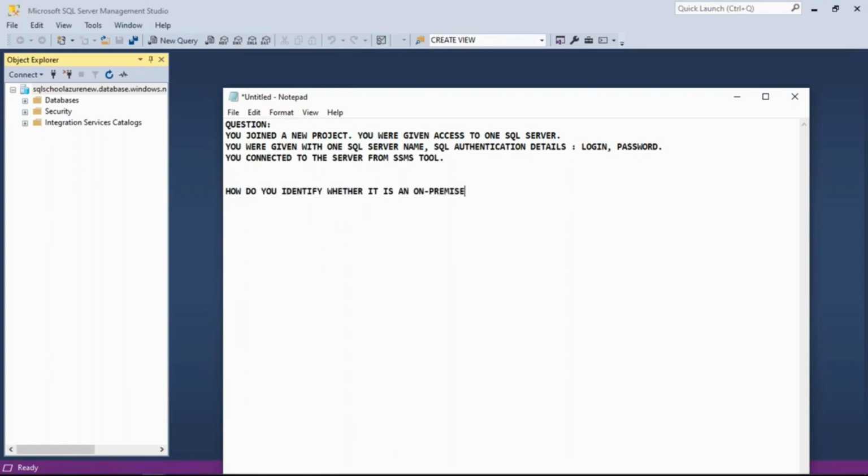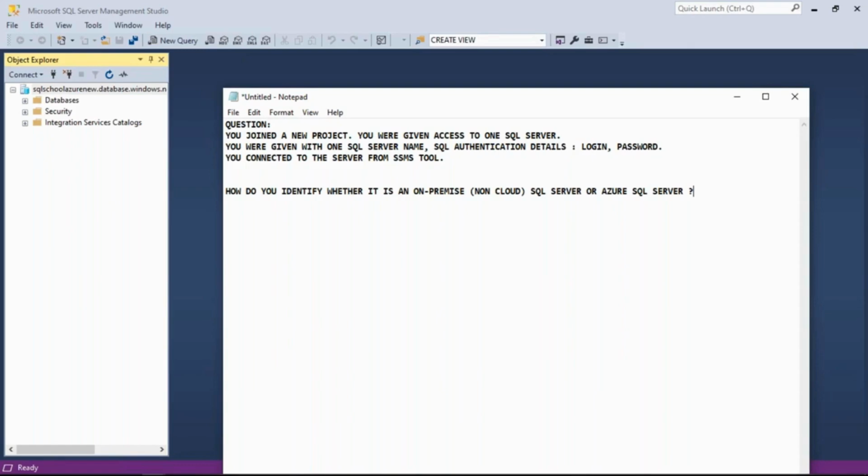On-premise means non-cloud, okay? Non-cloud SQL server or Azure SQL server. Please observe carefully the question now. A small scenario. I joined a new project. I was given access to an SQL server. I was given the server name, login name, password.